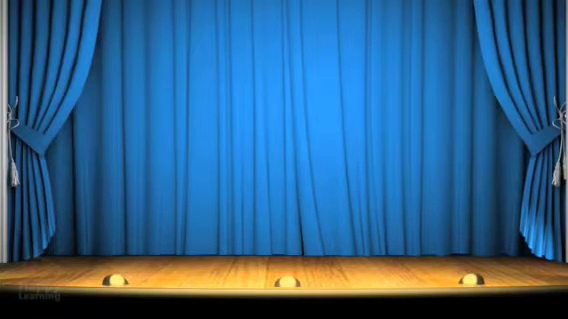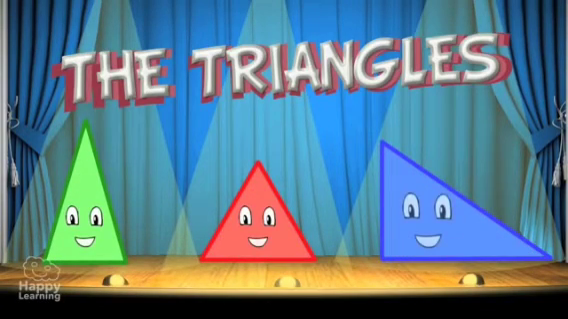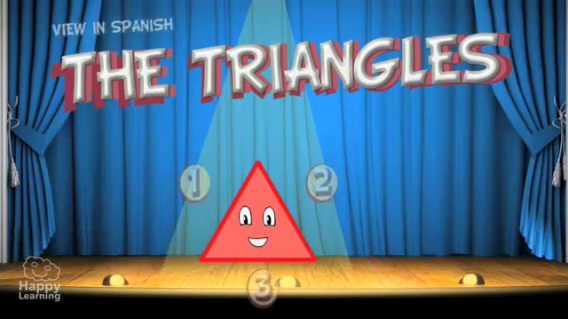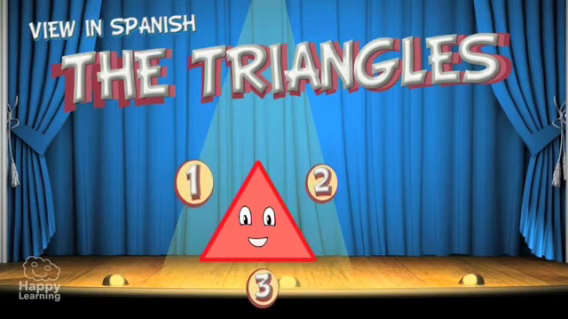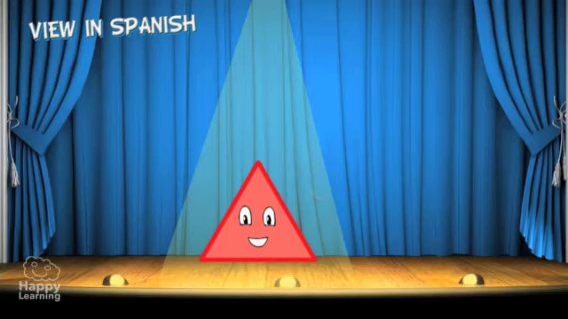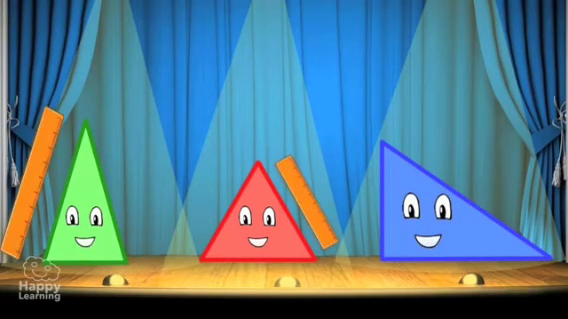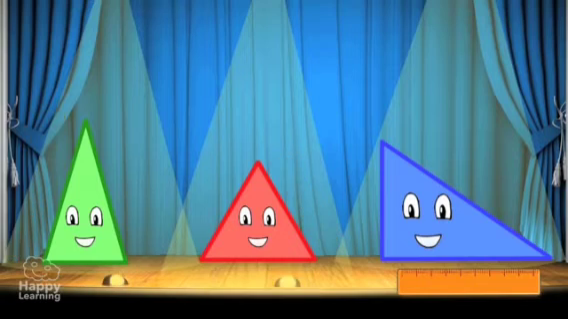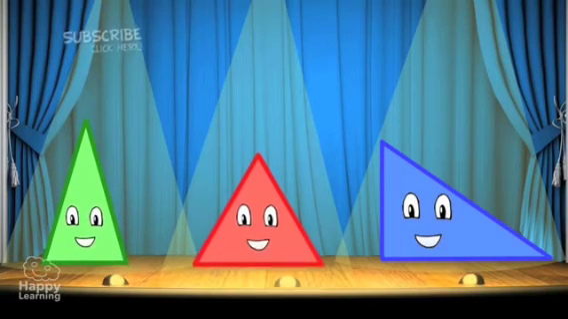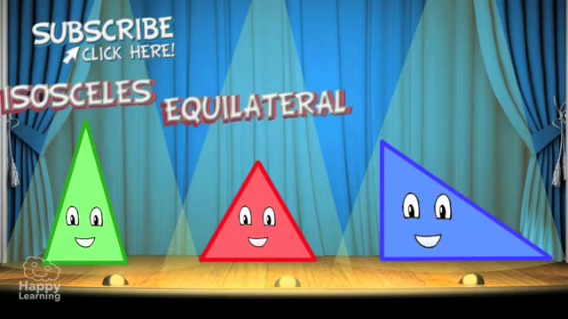Now, hello everybody. Today we're going to learn about triangles. Triangles are polygons with three sides. See? One, two, three. But there are different kinds of triangles, and we classify them by the length of their sides. Using this classification, we get three types of triangles: isosceles, equilateral, and scalene.